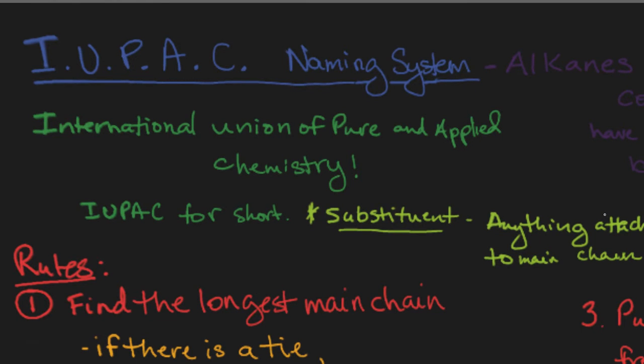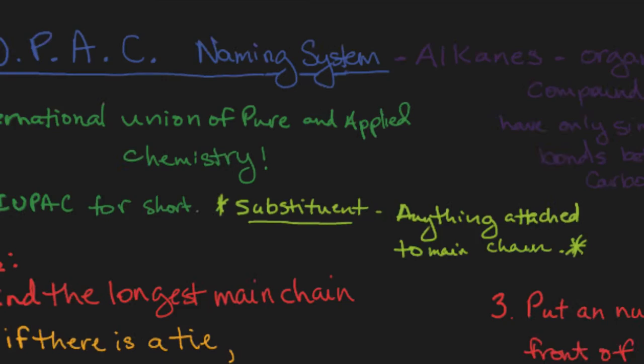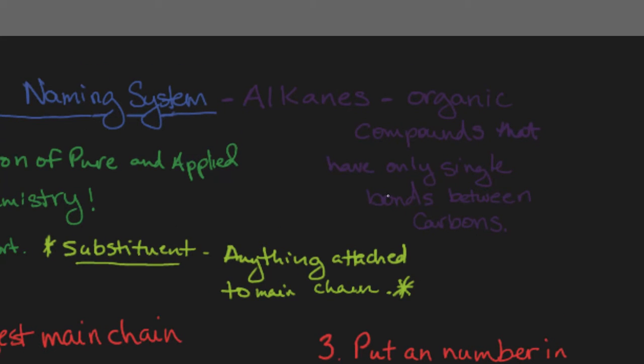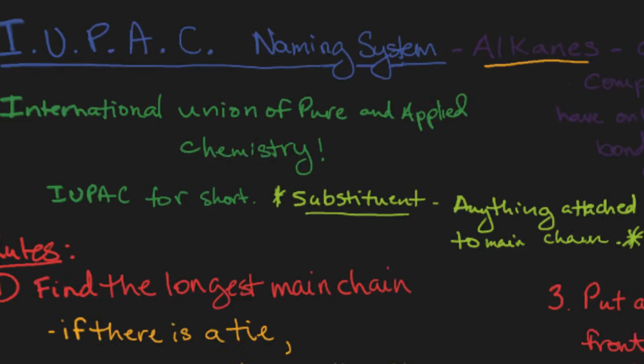Today we're going to be looking at the concepts of the IUPAC naming system. IUPAC stands for International Union of Pure and Applied Chemistry, and that's quite a mouthful, so we use IUPAC for short. Basically what we're going to look at today are alkanes, and just in case you don't remember, alkanes are organic compounds that have only single bonds between the carbons. There's no double carbon-carbon bond or triple carbon-carbon bond.